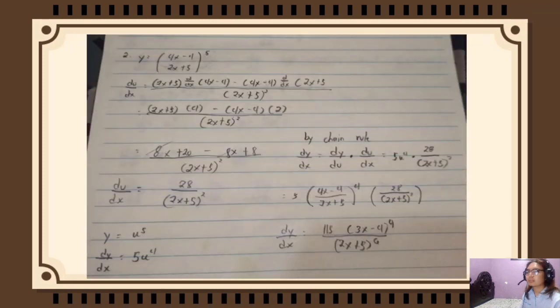Next example. Ito, number 2. Para naman may power na 5 siya. Y is equal to 4x minus 4 all over 2x plus 5, tapos power of 5. Therefore, ayun na.